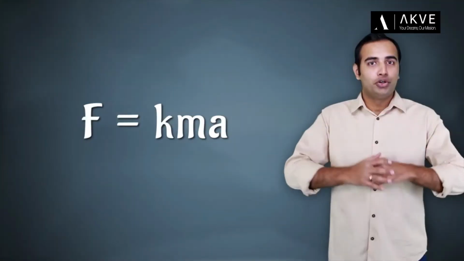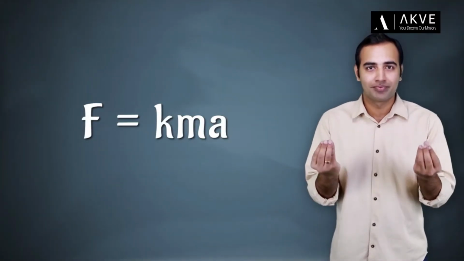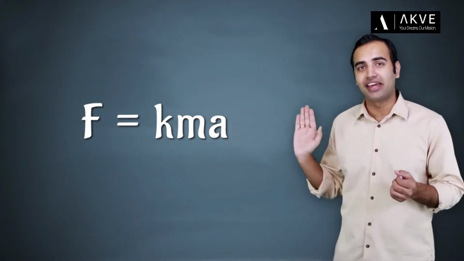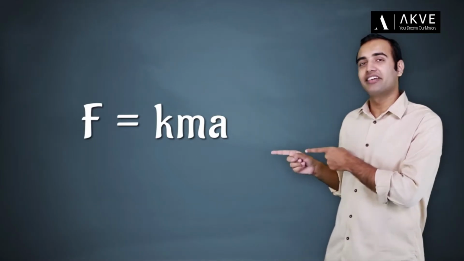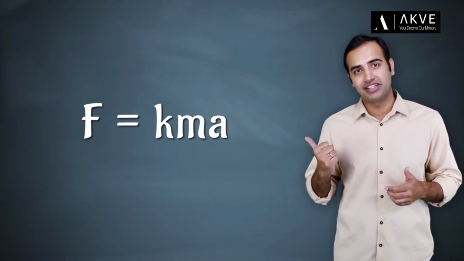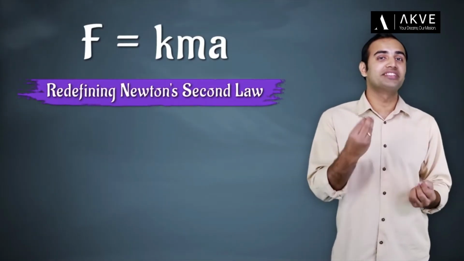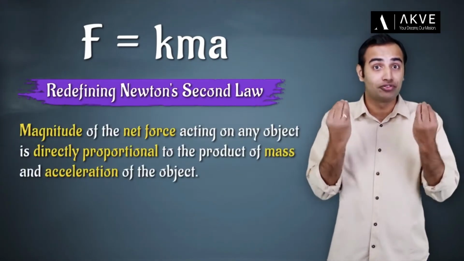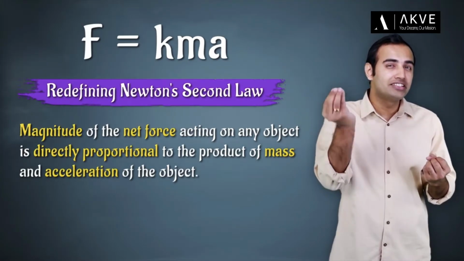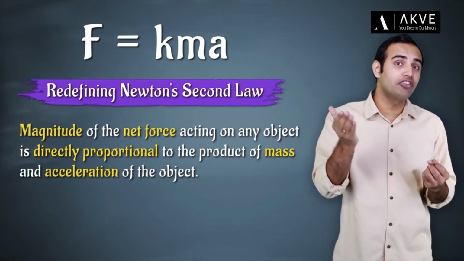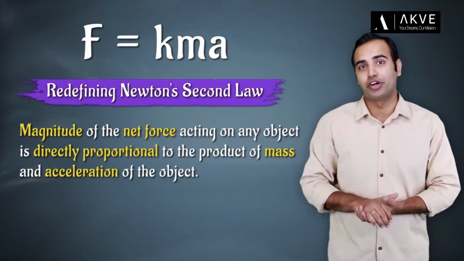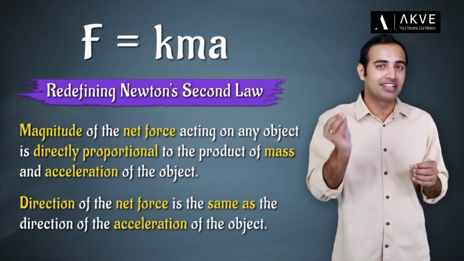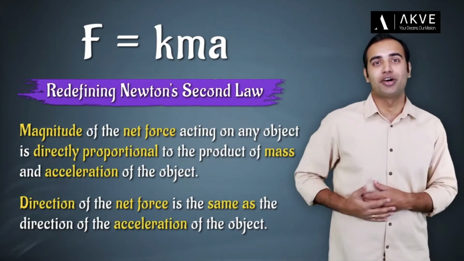Okay, so now that you are clear about this, we can go back to our wonder equation F is equal to kma. Now this is a very interesting result, guys, and based on this I can redefine Newton's second law of motion. I can say that the magnitude of net force acting on any object is directly proportional to the product of mass and acceleration of the object, and along with that the direction of force is the same as the direction of the acceleration of the object.